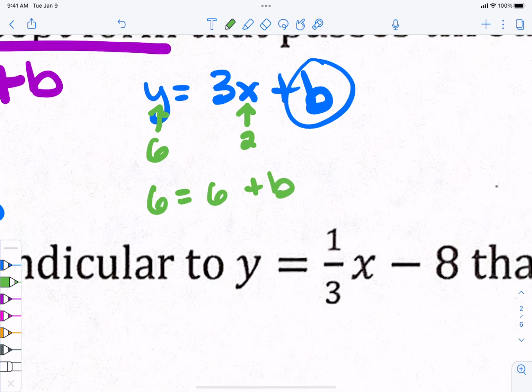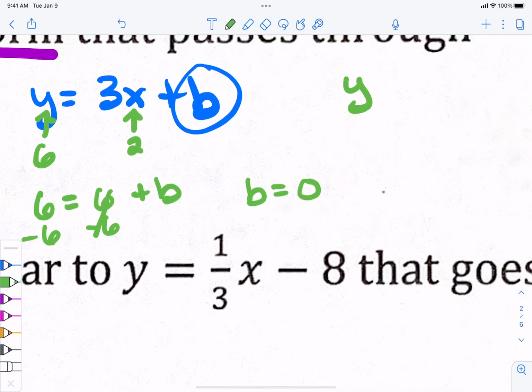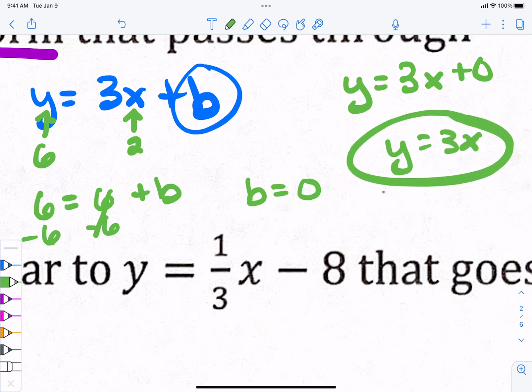6 plus b. Okay, that's weird. So now subtract the 6 over. So b equals 0. So it's just y equals 3x. So I have y equals 3x plus 0, or just y equals 3x. You can do that. Okay?